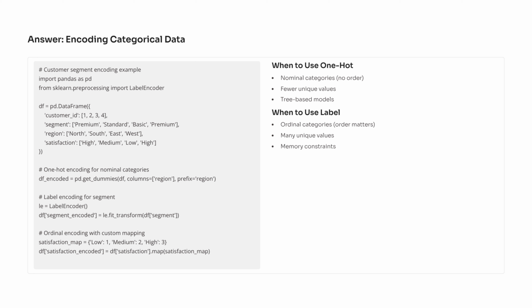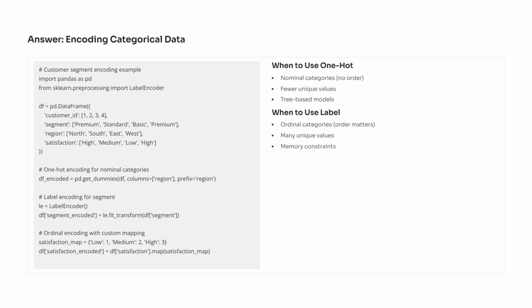Then, for the satisfaction column, since it's clearly ordered, we can use ordinal encoding. We create a small mapping where low is 1, medium is 2, and high is 3. This keeps the sense of order while still converting everything into numeric form.